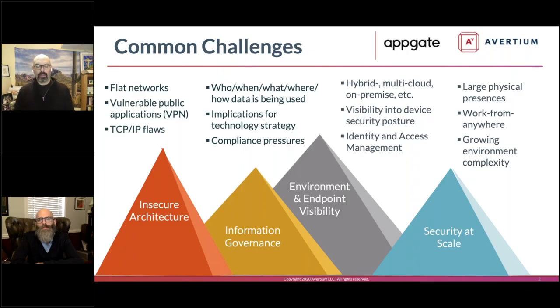You've captured a lot of them on here. I'll just pick on a couple. So one of them is organizations, I think, are really hamstrung in some ways by traditional networking and the very design of TCP/IP, which is designed to be open and to advertise itself.